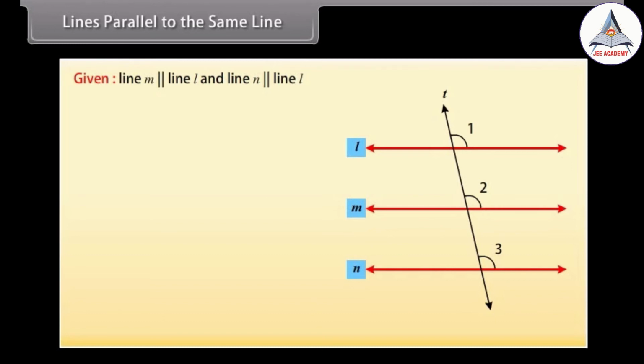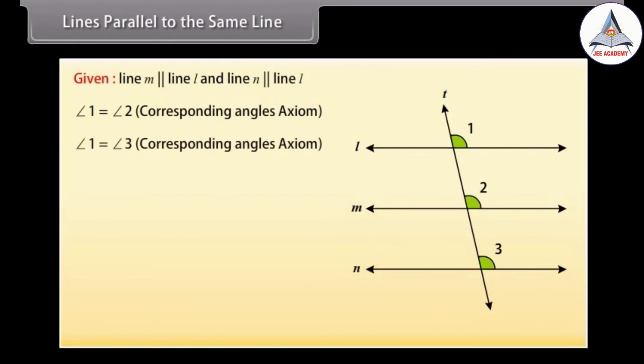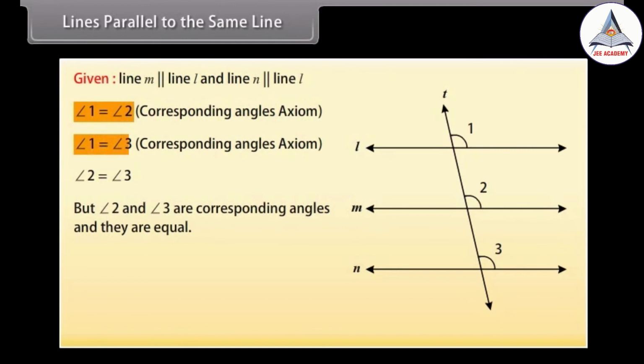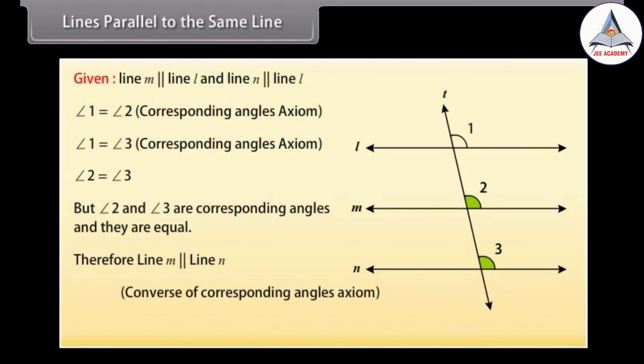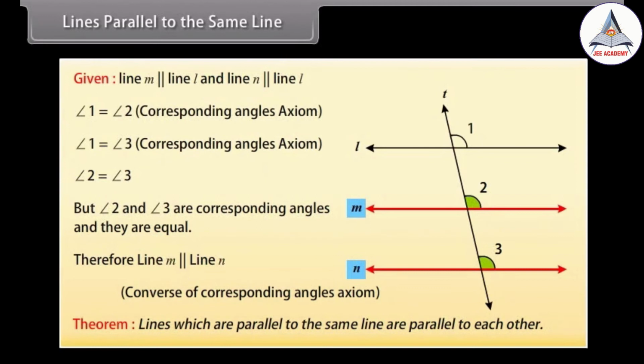It is given that line M is parallel to line L and line N is parallel to line L. Therefore, by using corresponding angles axiom, we can say that angle 1 is equal to angle 2 and angle 1 is equal to angle 3. So from these two we can say that angle 2 is equal to angle 3. But angle 2 and angle 3 are corresponding angles and they are equal. Therefore, by using converse of corresponding angles axiom, we can say that line M is parallel to line N. And this result can also be stated in the form of a theorem. Lines which are parallel to the same line are parallel to each other.